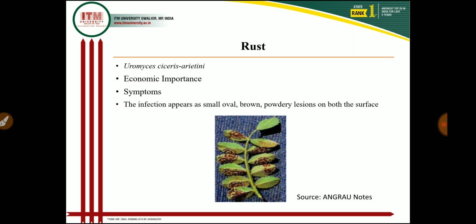Then the first disease is rust, and rust in gram is caused by Uromyces ciceris-arietini. This is one of the most important diseases in gram, and almost 10 to 20, 15% crop losses are due to this rust disease. These rust diseases are most prevalent in Madhya Pradesh, Andhra Pradesh, Maharashtra, and Uttar Pradesh, where gram is cultivated.